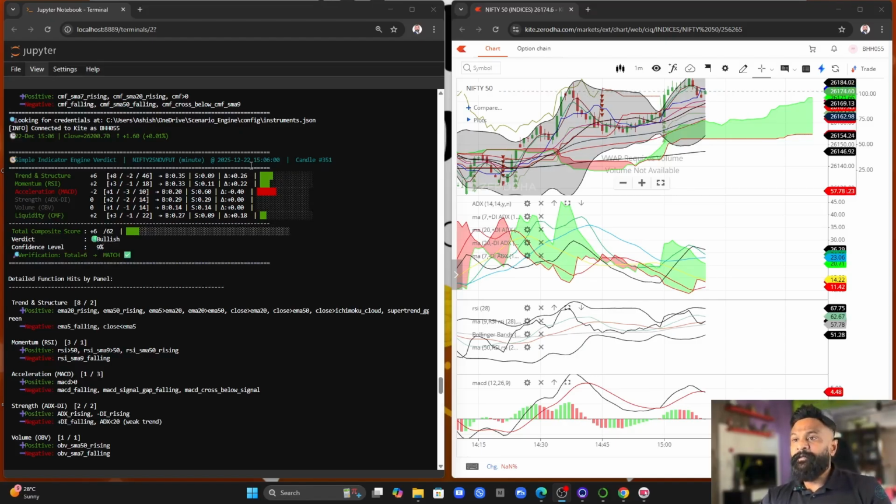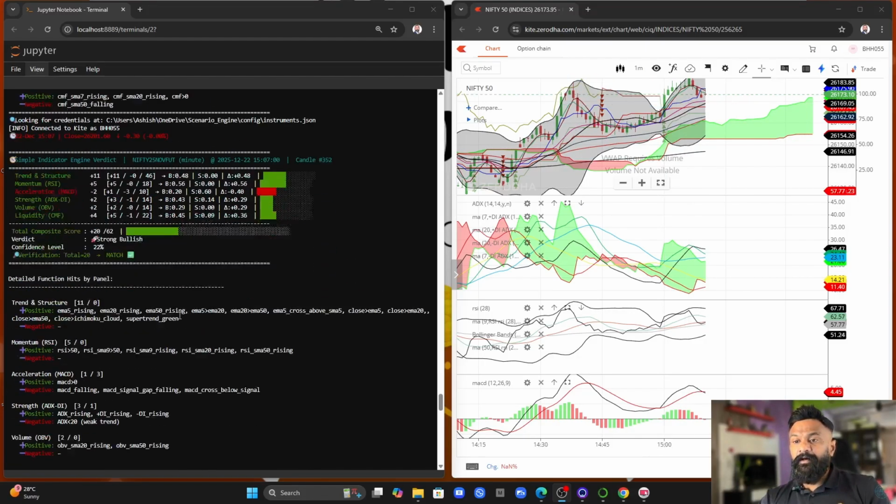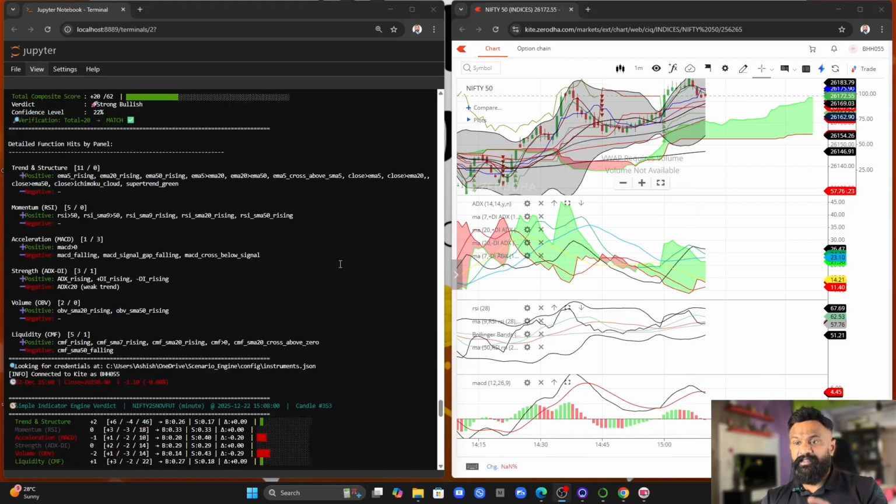So we are live and now it's 22nd of December, 15:06. The chart is in front of me. The composite score at 15:06 is +6 out of 62. That means it's not very strong, but the trend is bullish. Here at 15:06, a green candle and the trend is bullish. On the next candle, 15:07, the trend is still bullish, though there is a red candle.